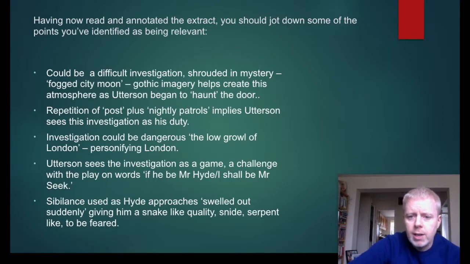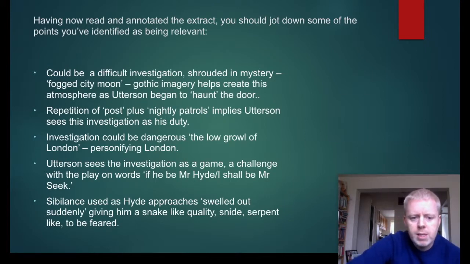Method and meaning. You'll hear me say this a lot throughout all my videos. Identifying techniques, that's the method, but you must explore what's the impact of that, the meaning. So to get the top grade, you need to do that. Okay, repetition of post plus nightly patrols implies Utterson sees this investigation as his duty. So the method, repetition, the meaning, sees this as his duty.